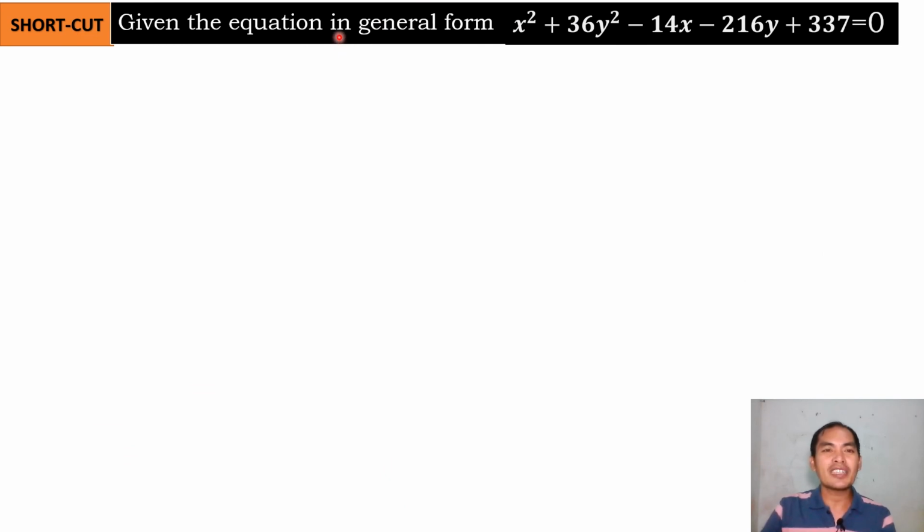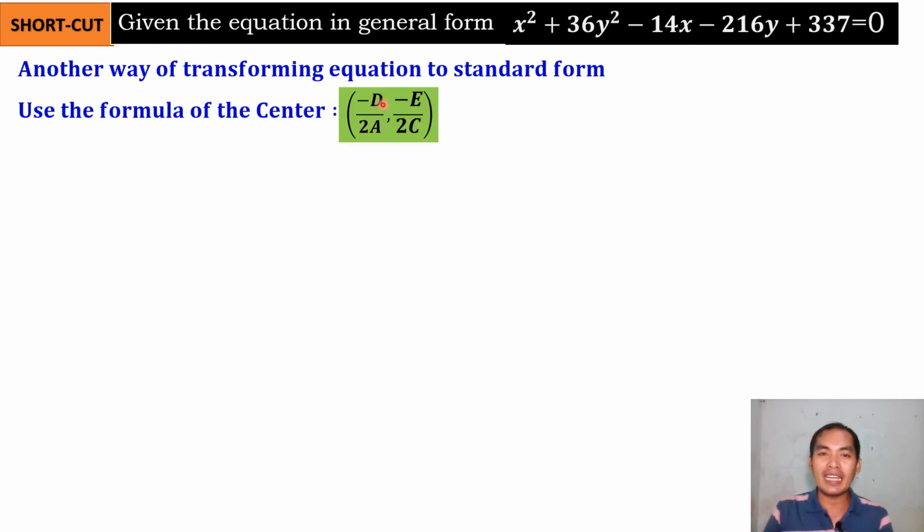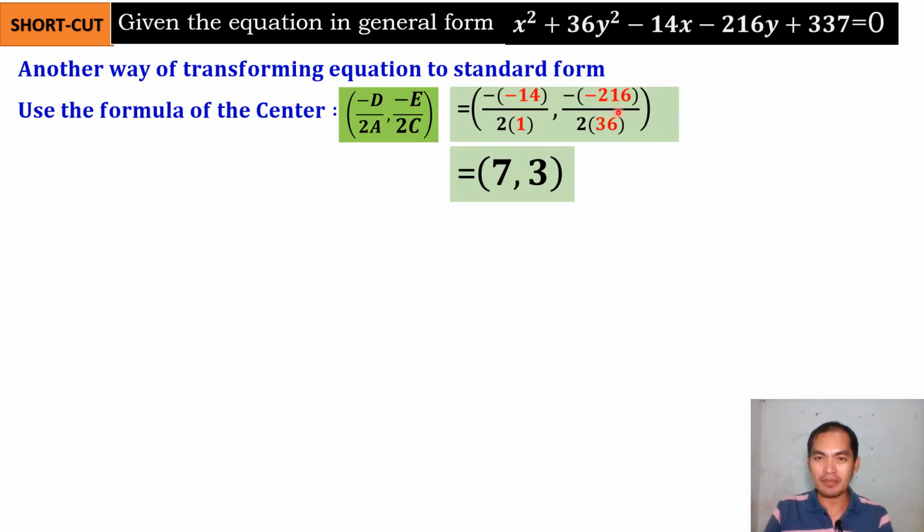So we have a shortcut on how to change general form to standard form. Okay, this is another way of transforming an equation to standard form from general form. So your first step is to get the center of the ellipse. To get the center, we have the formula: negative d over 2a, negative e over 2a. Then the answer is 7, 3. But there is a shortcut of this if you don't like to get this. This one is by applying derivative.